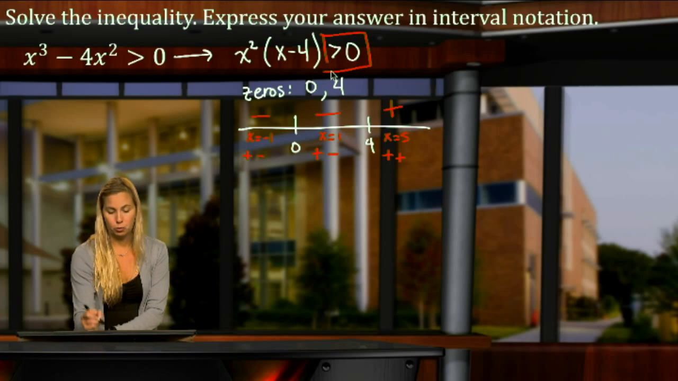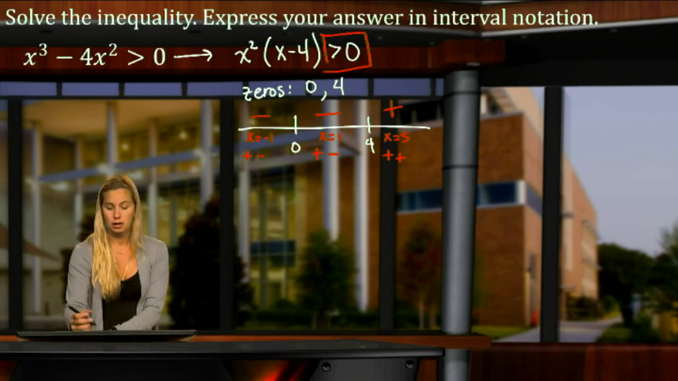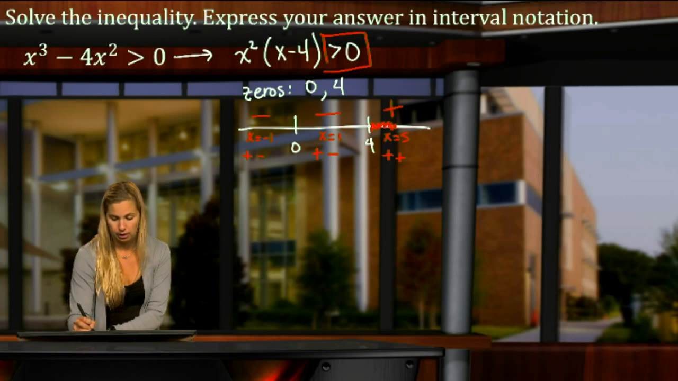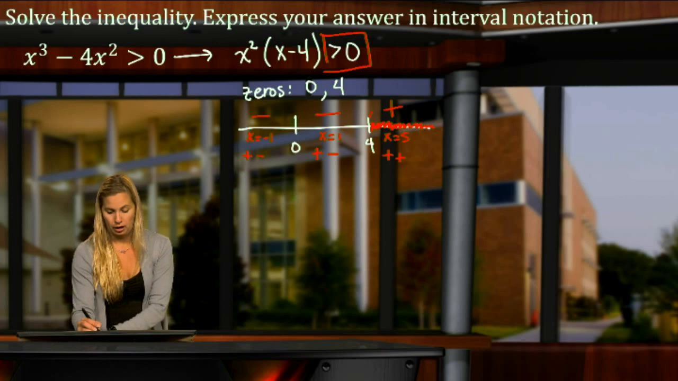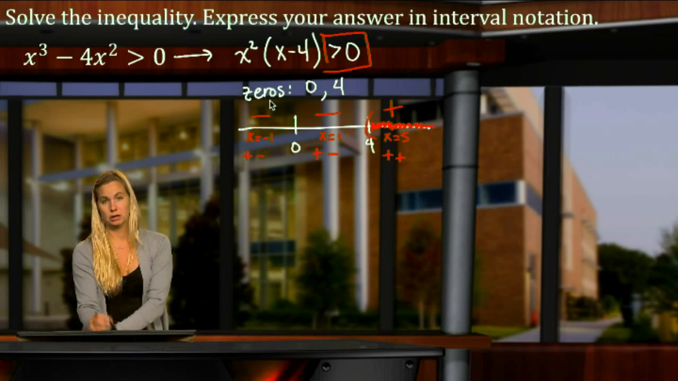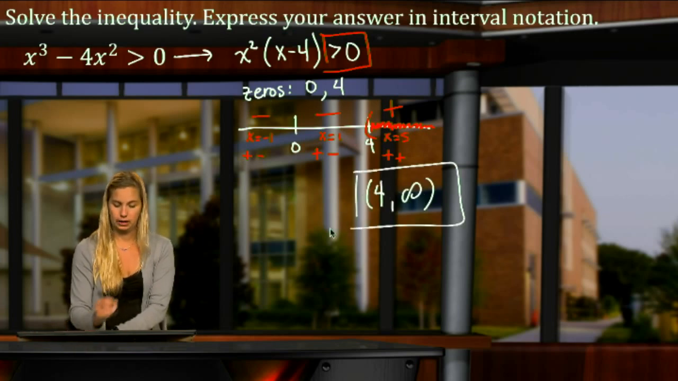Since we are looking for where this polynomial is greater than 0, we're looking for the sections that yielded a positive value, which is from 4 to infinity. We're not including 4 because 4 is actually where the polynomial equals 0. So our final answer in interval notation is going to be 4 to positive infinity.